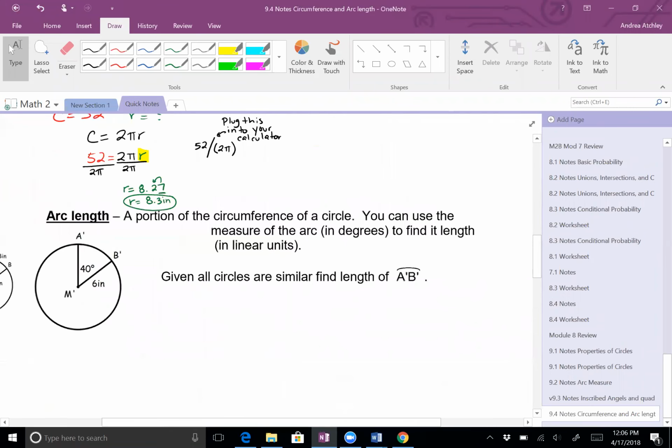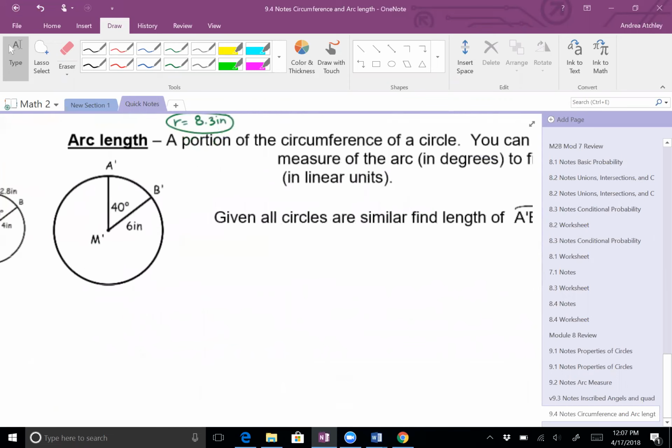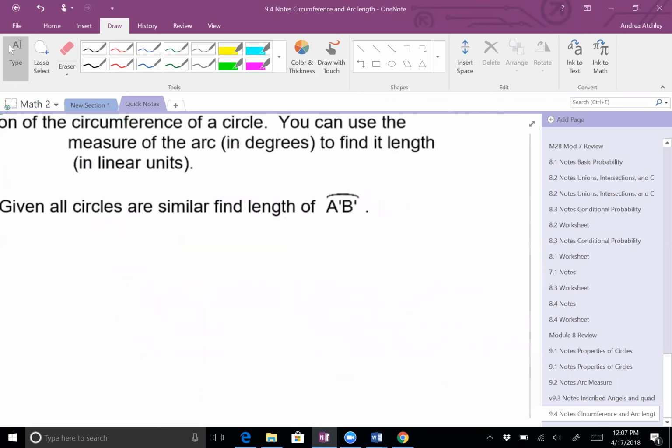Okay, a portion of the circumference of a circle. You can use the measure of the arc in degrees to find its length in linear units. Since all circles are similar, find the length of A prime, B prime. So let's review. We have been finding the measure of arcs. Now we're going to be finding the length of arcs.